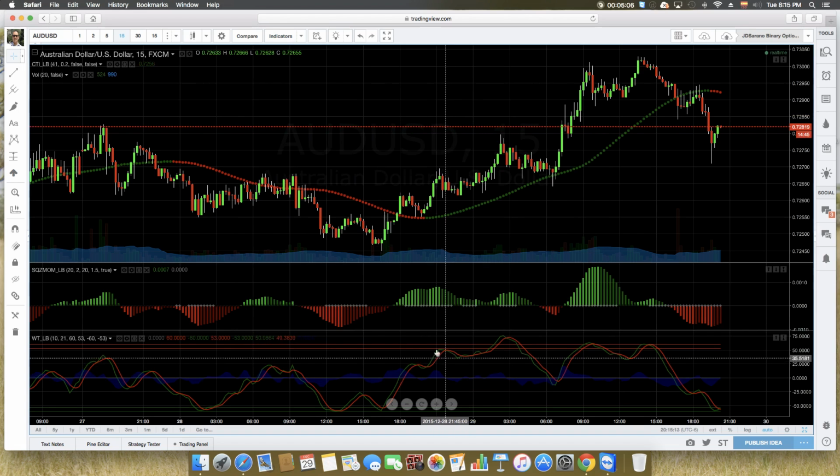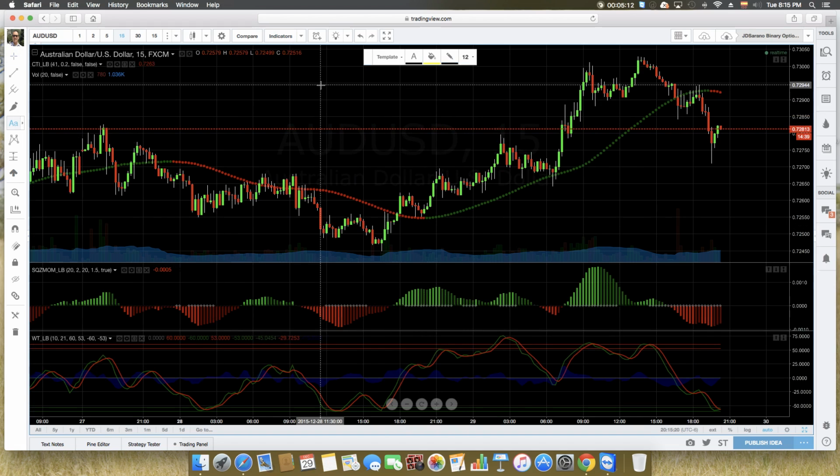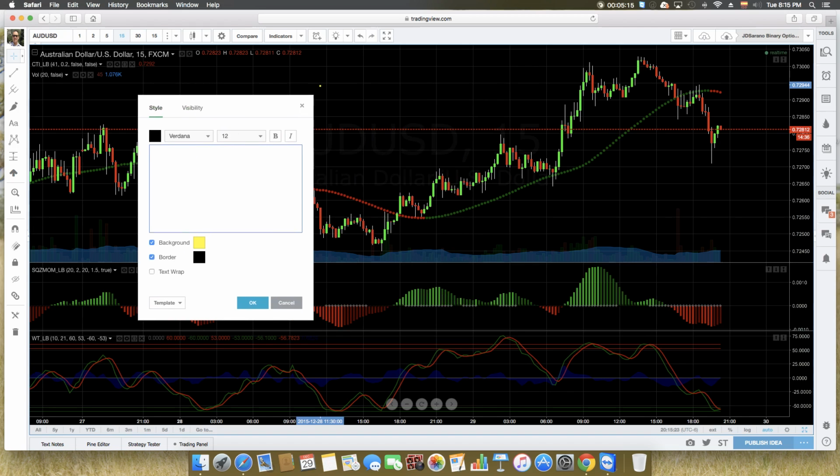Now, the rules for a call trade, that means going long. For a long trade, the very first thing you want to have is the Coral indicator, which in this case must be in green. Okay, that's the very first rule.